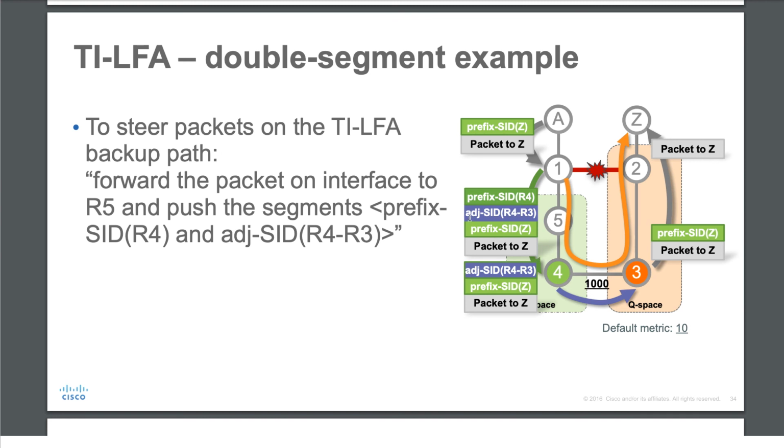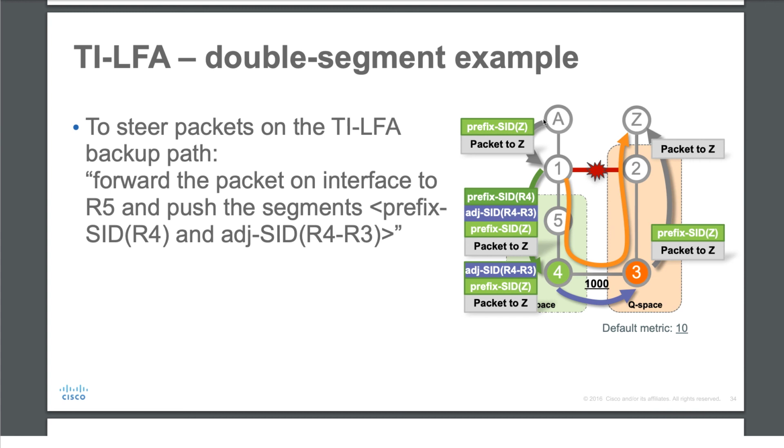And why did we have to use this other instruction? Because the link cost between 4 and 3 is so high. If we do not make use of the second instruction, there is a possibility that node 4 will send the traffic back to node 5, creating a loop. To avoid that, this time we are making use of 2 instructions, or the double segment.